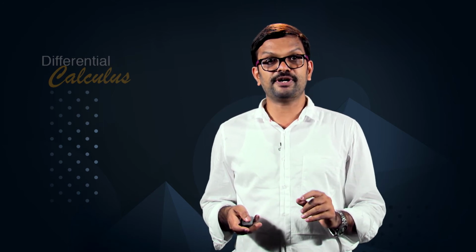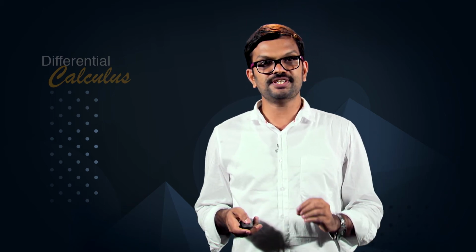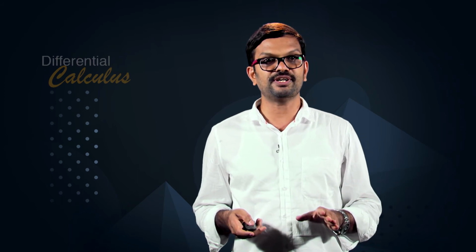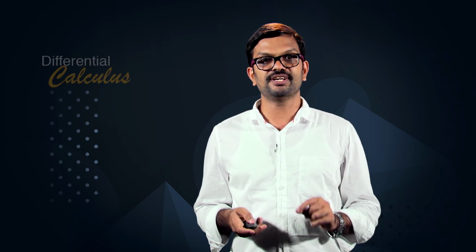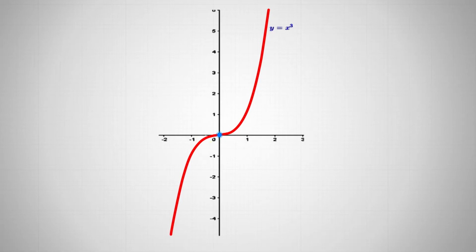Warning: it should be remembered that for a differentiable function f, the condition on the derivative, that is f'(c) = 0, is only a necessary one and is not sufficient to say that x = c is a local extremum. For example, the function f(x) = x³ is differentiable. In fact, f'(x) = 3x², and hence f'(0) = 0. However, x = 0 is neither a local maximum nor a local minimum, as seen from the graph of f(x) = x³.